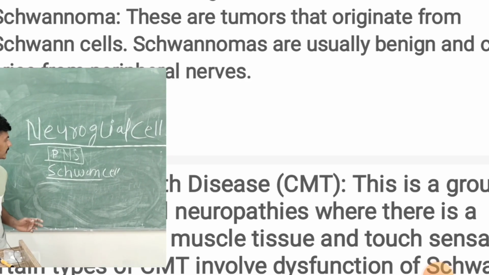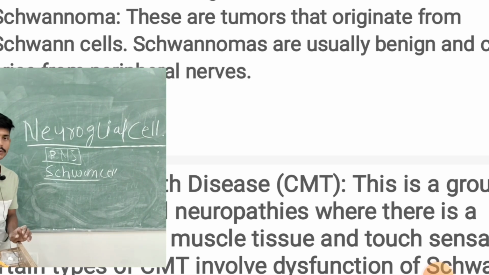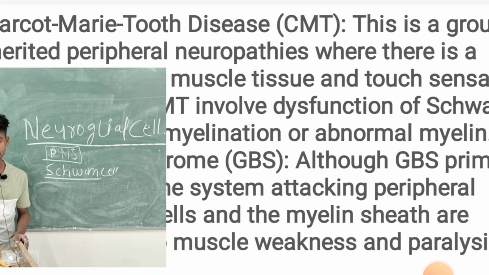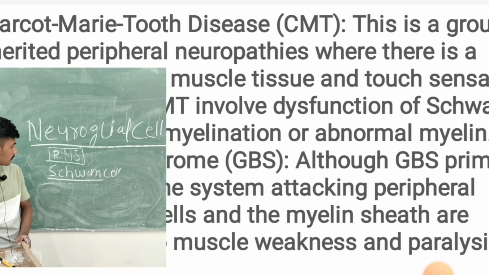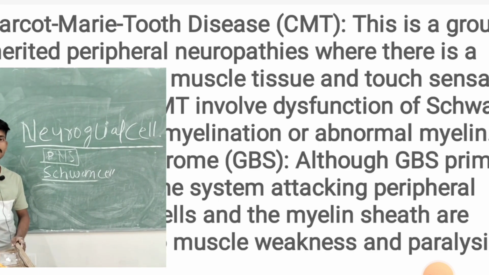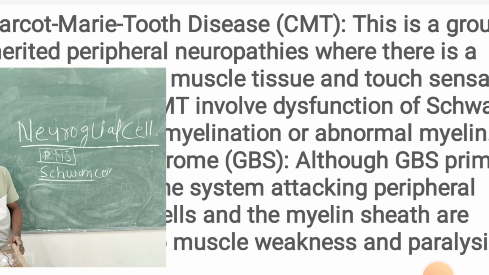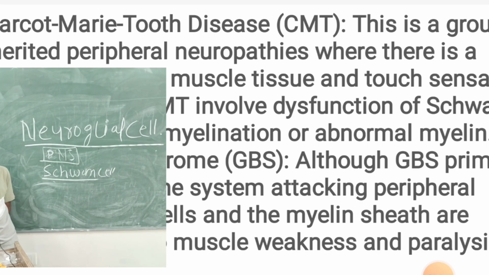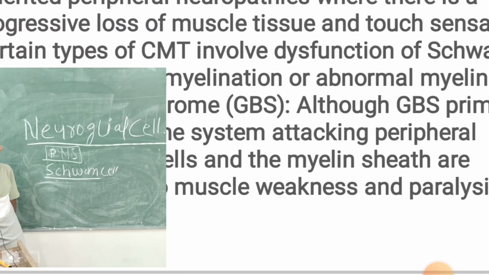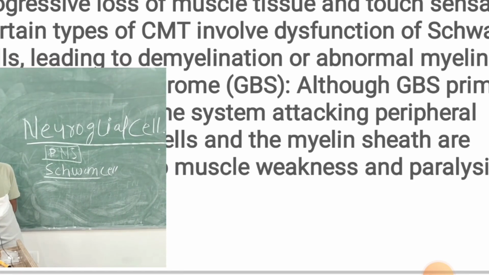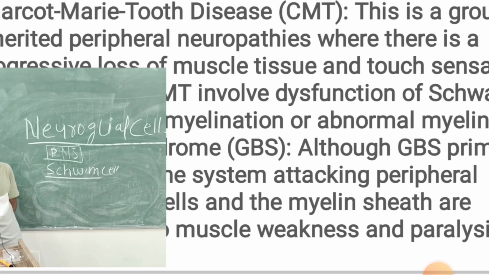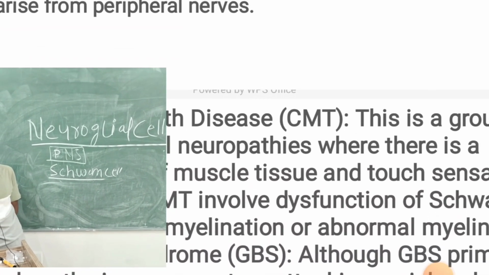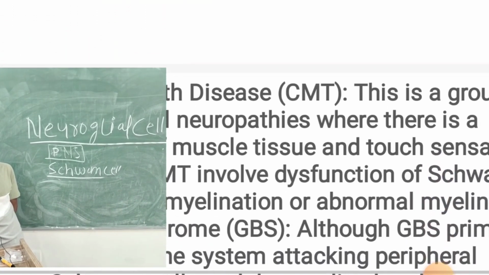Another disease related with the Schwann cell is Charcot-Marie-Tooth disease. At the start of the lecture, I mentioned that Charcot-Marie-Tooth disease is a disease which causes peripheral neuropathies. There is a loss of sensation in the muscles and touch sensations. Loss of touch sensation and loss of muscle tone are the two clinical pictures related with Charcot-Marie-Tooth disease. In this, Schwann cell myelination is affected. Write down this word, Charcot-Marie-Tooth disease.